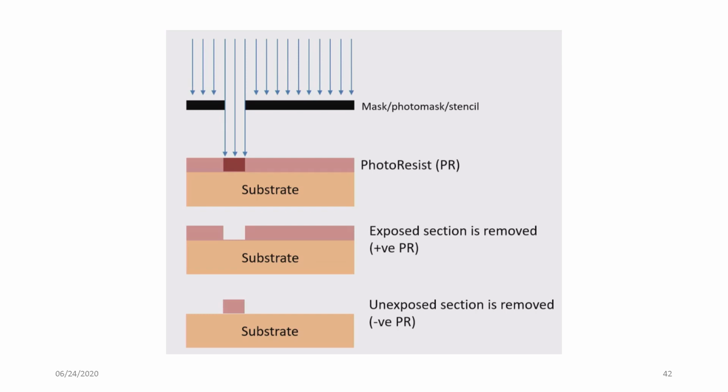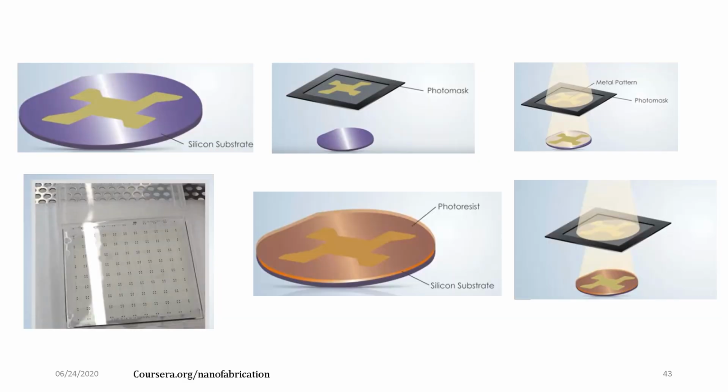You have a photosensitive material, which is a polymer, which is also called a photoresist. When exposed to UV, it reacts, and the exposed section is removed. If it is removed, it is a positive photoresist. If the unexposed section is removed after developing, it's called a negative photoresist. Now this explains the process of, say, contact photolithography.